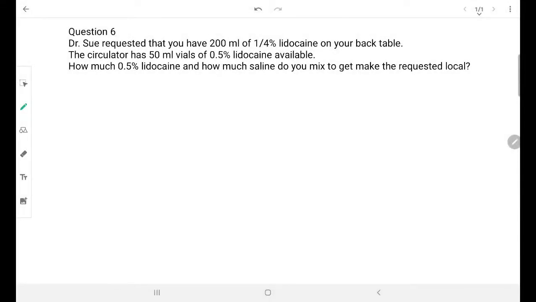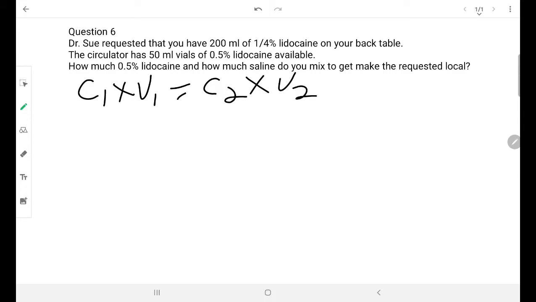All right, for math question number 6, we've got Dr. Sue that has requested that you have 200 milliliters of 0.25% lidocaine on your back table. We're going to put our equation down: C1 times V1 equals C2 times V2.